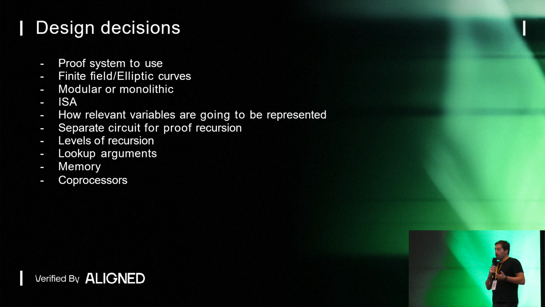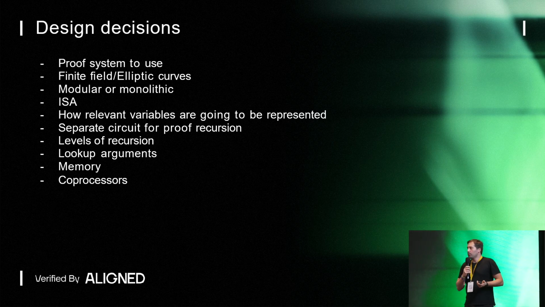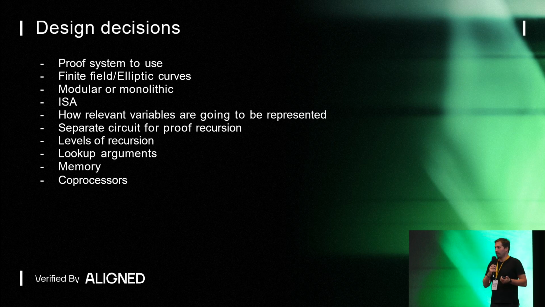Then, even though we may agree on the proof system, there are some other choices which are related, for example, to what finite field we are going to use, or in the case of elliptic curves, what elliptic curves we are going to use. Are we going to use just one, or a cycle of curves to have easier recursion? In the case of finite fields, we can say, okay, BabyBear, but we could also use Mersenne 31, which from the point of view of hardware is much nicer.